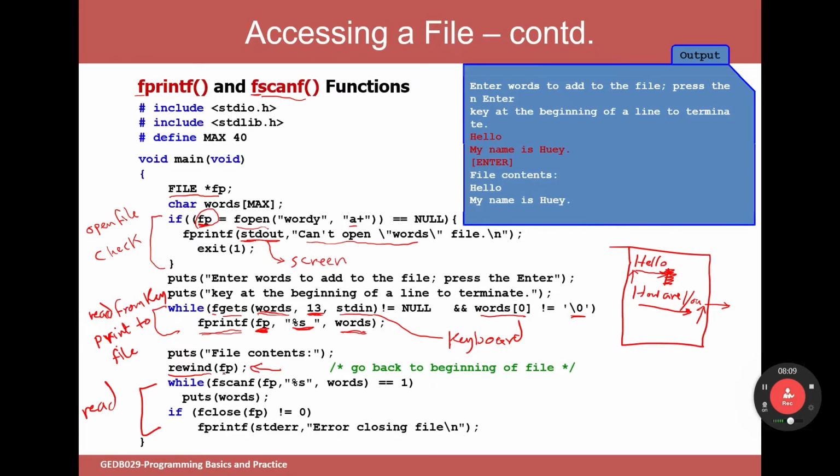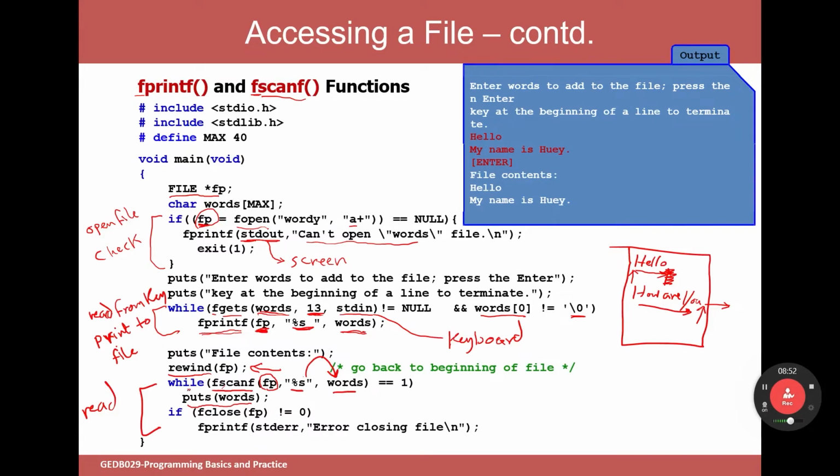Okay, so after I move the pointer to the beginning of the file, I will make a while loop, and then I will scan. Scan means read from the file. I will say scan, and then this is the file pointer, and I want to read the string. And whatever string I read, I want to put the contents into the words array. If this one is equal to 1, that means everything is going well, then print the words to the screen. I want to see what is inside the file.